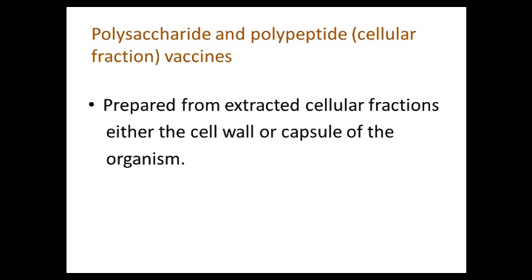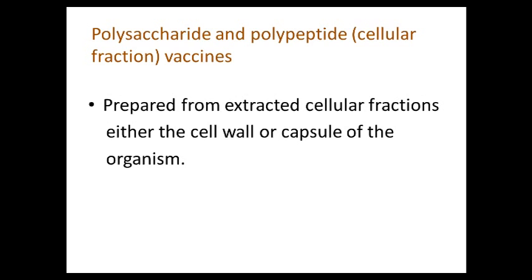Right. The next one is polysaccharide and polypeptide or cellular fraction vaccines. These are the vaccines which are prepared from extracted cellular fractions. So either it would be the cell wall or the capsule of the organism from which the antigen is derived, and then it is introduced into the human body.